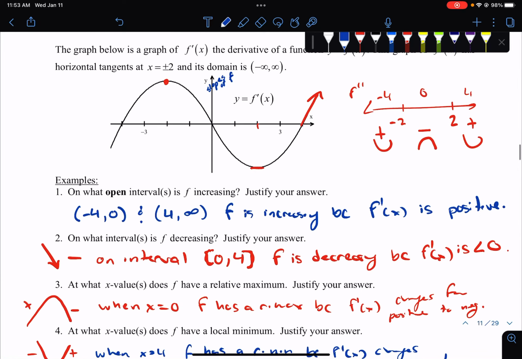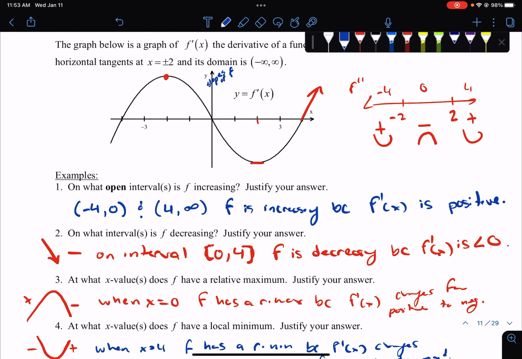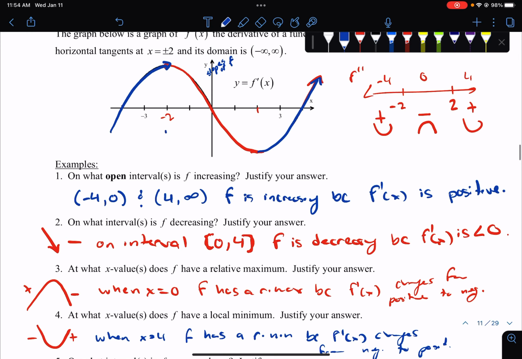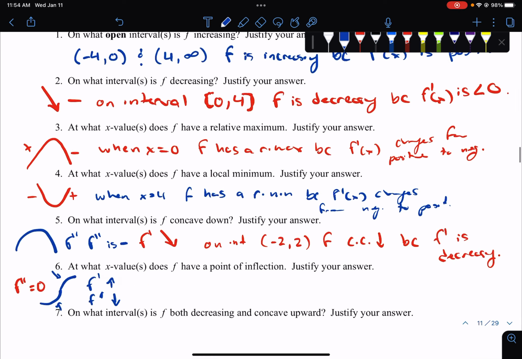So let's look at our function here. When do I change? I increase. F prime is increasing until I get to -2. And then f prime changes to decreasing until I get to +2. And then f prime starts increasing again. Okay, so I change concavity here at -2 because my f prime function changes from increasing to decreasing.